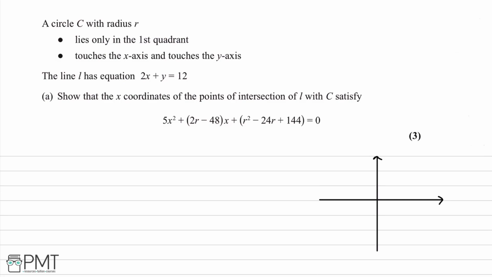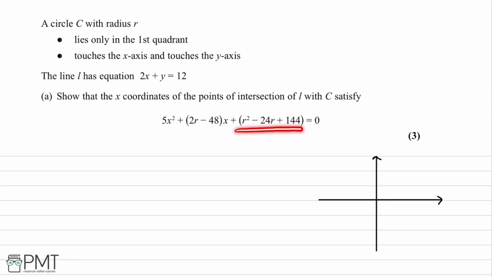That is 5x² + (2r − 48)x + r² − 24r + 144 = 0. So firstly, we'll just take a look and have a think about what these two bullet points mean. So here we have a kind of diagram here.